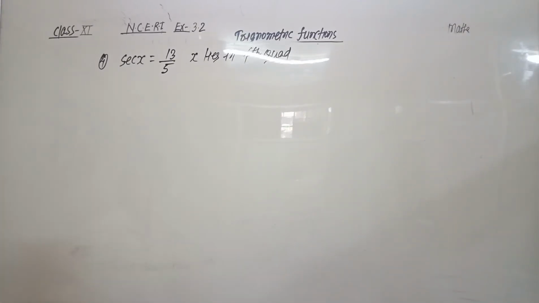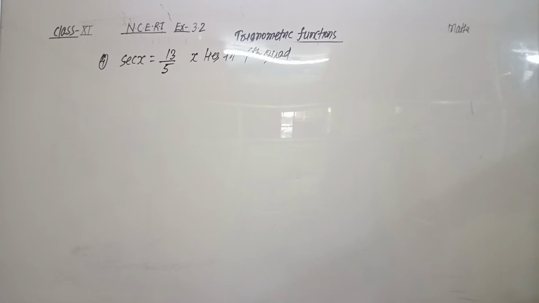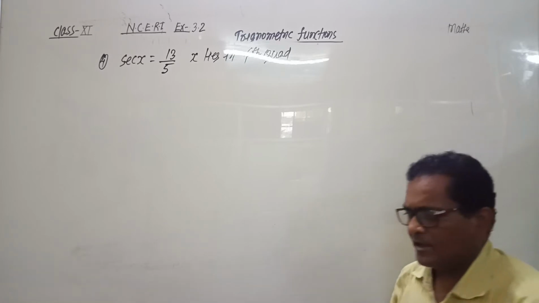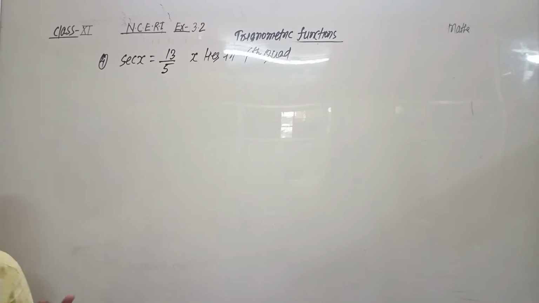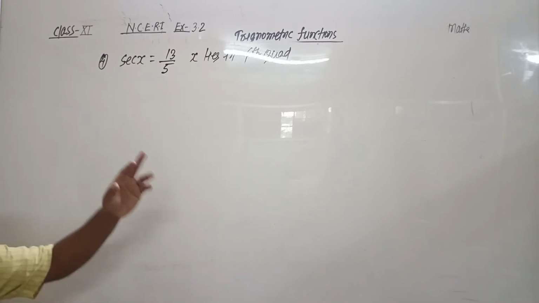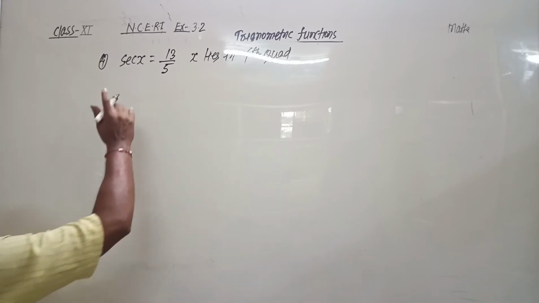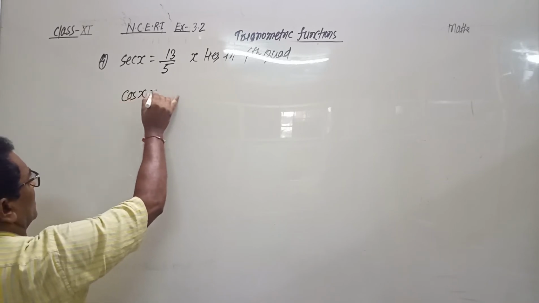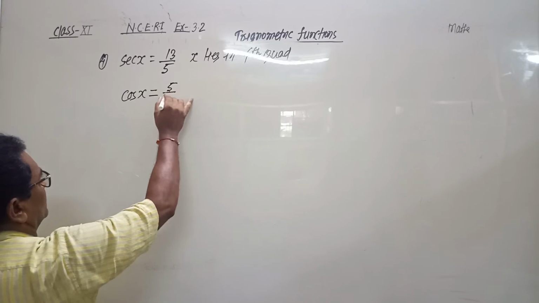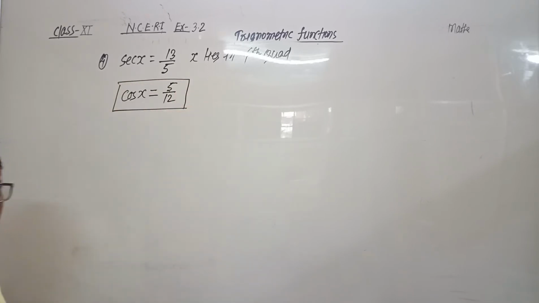So in the fourth quadrant, cos x is positive. All Science To College. In the first quadrant, all trigonometric ratios are positive. In the second quadrant, sine and cosec are positive. In the third quadrant, tan and cot are positive. And in the fourth quadrant, cos and sec are positive. So we calculate cos x. Cos x is the reciprocal of sec x. So cos x equals 5/13.